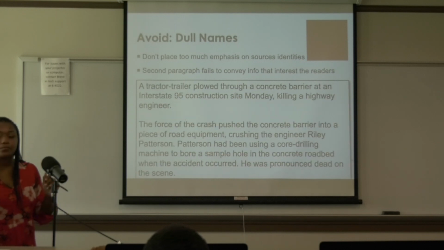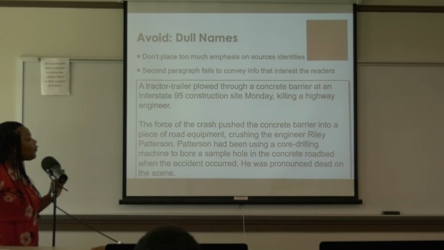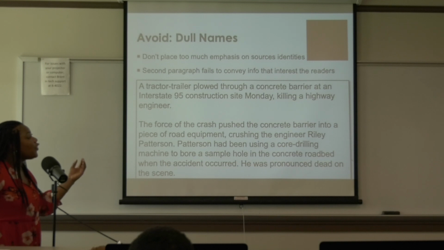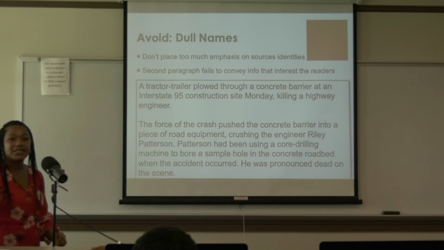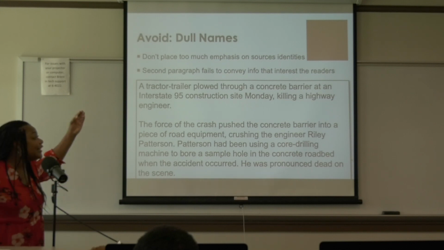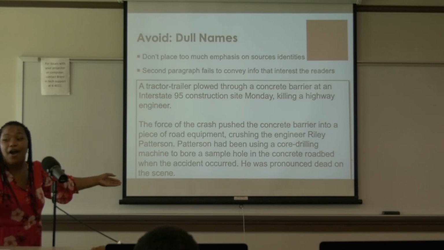Check this out. A tractor trailer plowed through a concrete barrier at an Interstate 95 construction site Monday, killing a highway engineer. The force of the crash pushed the concrete barrier into a piece of road equipment, crushing the engineer Riley Patterson. Patterson had been using a core drilling machine to bore a sample hole in the concrete road bed when the accident occurred. He was pronounced dead on the scene. It's a lot more substantive, and now we literally get details of how this man died.